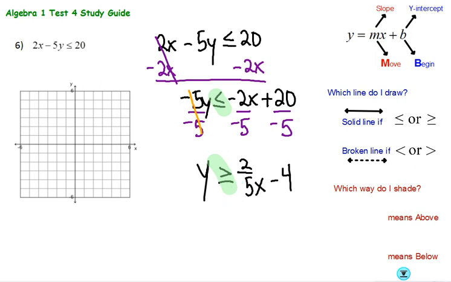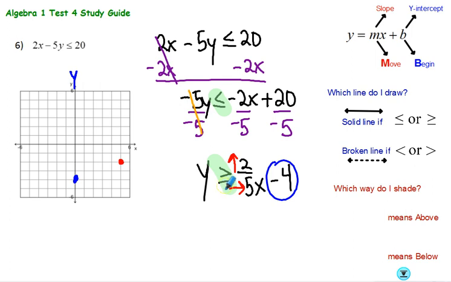Now once we do that, everything's the same, right? You're going to begin 1, 2, 3, 4, negative 4, right? And then you've got a slope of up 2 and right 5. So up 1, 2, then 1, 2, 3, 4, 5 to the right. And let's check solid or broken. Let's see what's happening with that.